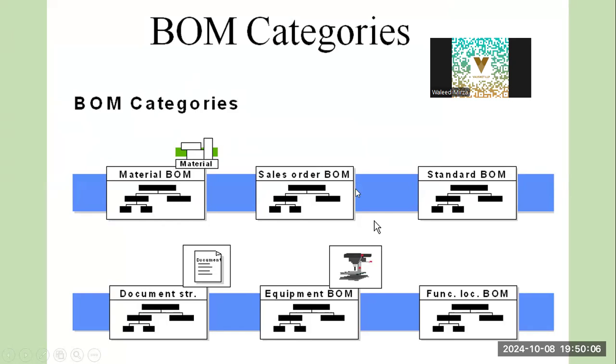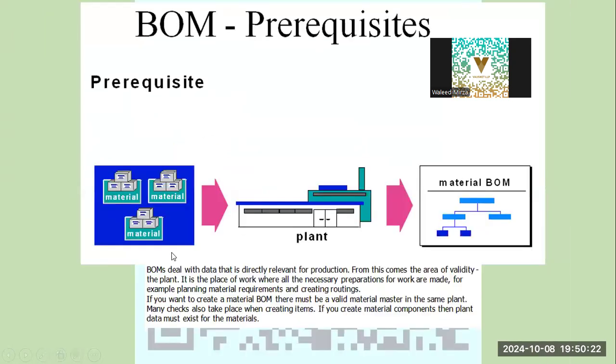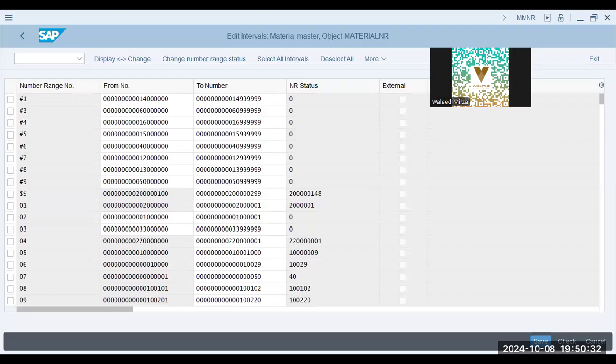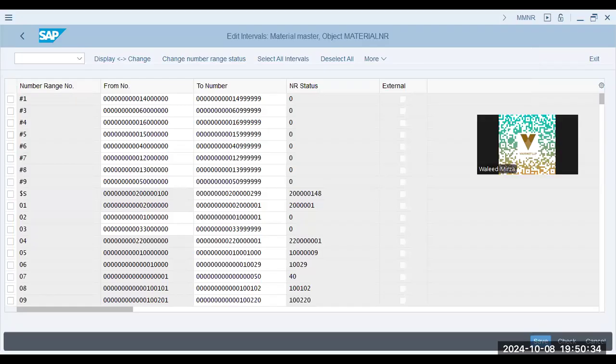Categories: material, sales order BOM, standard BOM, functional location, equipment BOM, reference strategy BOM, document strategies for drawings, like in civil engineering or electrical engineering. You need a material or plant engineer for structural engineering, a whole map. That is basically document strategy. For a material BOM to be made, we need a plant and a material master already present. So that was it for today's lecture. I believe that was understandable.